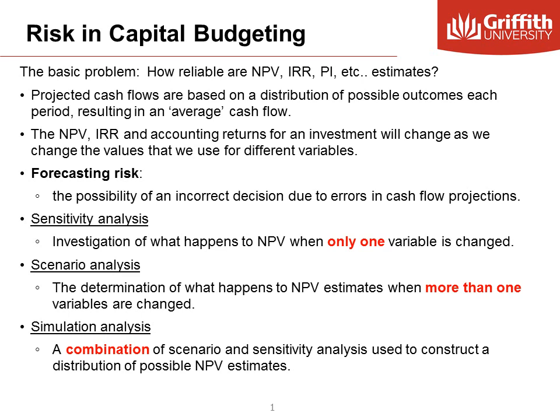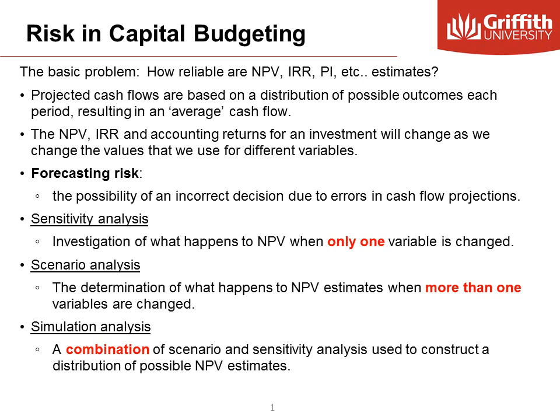These kinds of errors are called forecasting risk, the possibility of an incorrect decision due to errors in cash flow projections. So how can we identify the areas where potential errors can be made? One way of analyzing uncertainty is to check to see how sensitive the NPV, IRR, etc. are to changes in the key assumptions. We perform sensitivity analysis, where NPV is calculated when only one variable is changed.